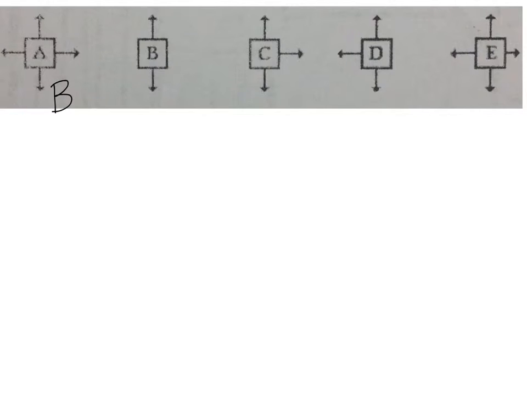represent balanced. For the free body diagram B, we've got two arrows, one up, one down. They're the same length, so same magnitude. There's nothing left or right. So this is also a balanced free body diagram.